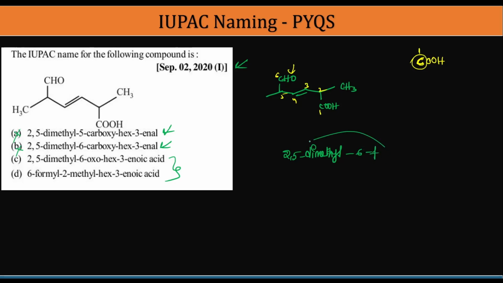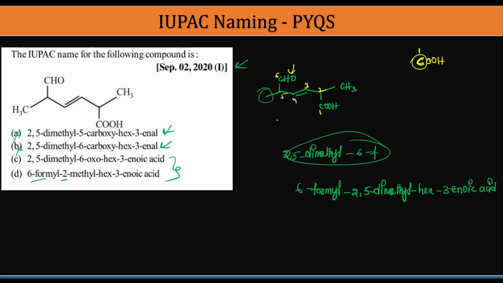Even though F comes first, right? So you will write it like this: 6 formyl and 2 comma 5 dimethyl, then hex, 6 carbons are hex, 3 enoic acid. Okay. Don't get confused. This option they didn't give in the answer, because here they have given 6 formyl, that is fine, but here only 2 they have mentioned, 5 they didn't mention. But on the 5 also we have one more methyl group, so this option is wrong.